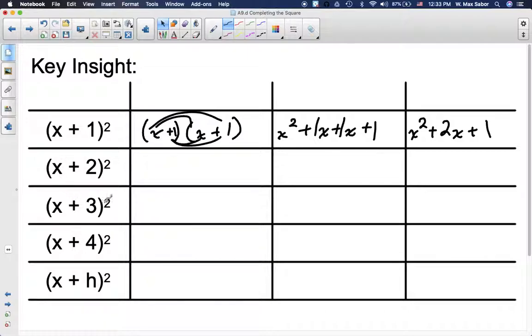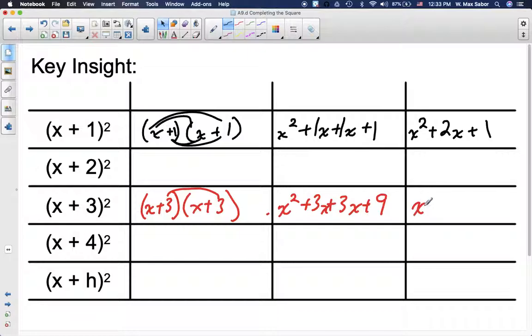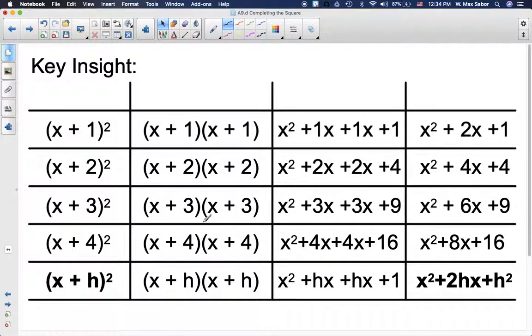If we do this with x plus 3 squared, you see x plus 3 times x plus 3, giving us x squared plus 3x plus 3x, and then 3 times 3 doesn't give us 3, it gives us 9. Combining like terms, 3x plus 3x does not give us 9, it gives us 6x. So these were added, these were multiplied. If we continue this pattern, you see this: 2 plus 2 gives us 4, 3 plus 3 gave us 6, 4 plus 4 gave us 8, and 2 times 2 gave us 4, 3 times 3 gave us 9, 4 times 4 gave us 16.